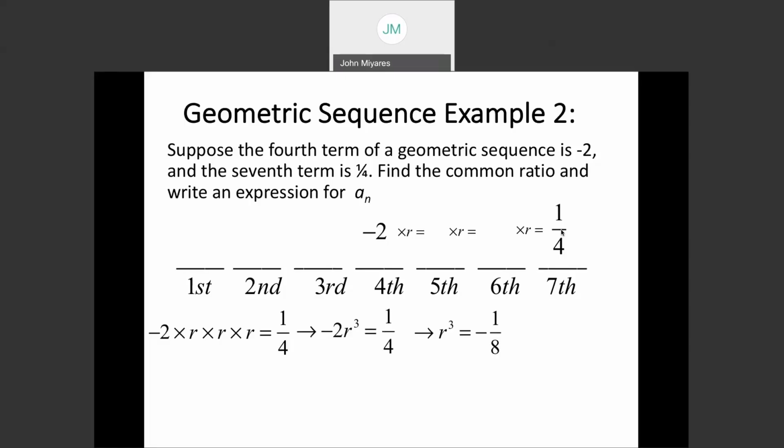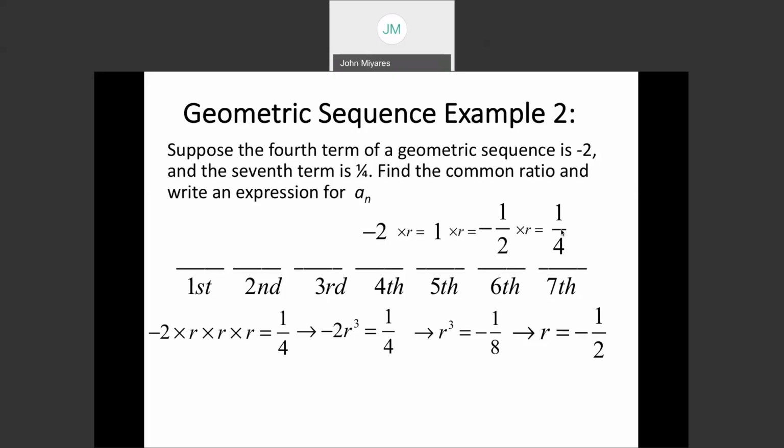Dividing both sides by -2 gives r cubed equals -1/8. After we take the cube root of both sides, this simplifies to r equals -1/2. Now let's use that information to fill in some of our blanks above. If r equals negative 1/2, then the fifth term of our sequence is going to be negative 2 times negative 1/2, which simplifies to plain old 1.